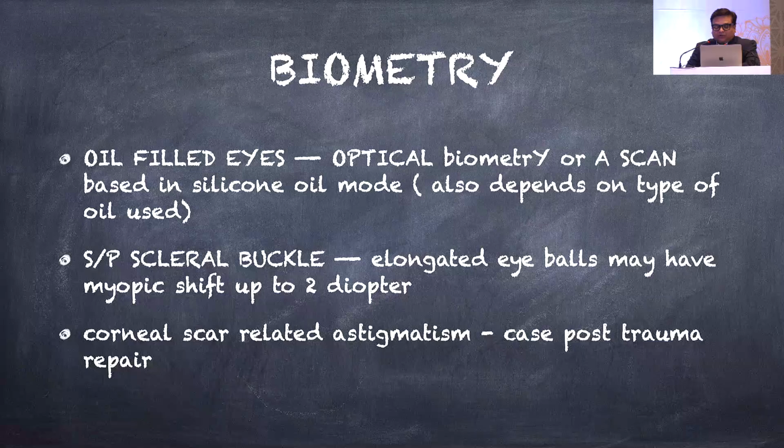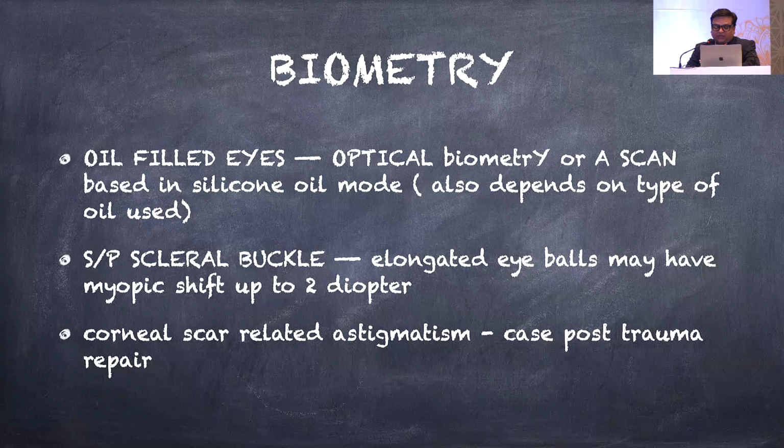Biometry in an oil-filled eye becomes a challenge. Most of these biometers have a silicone oil-filled eye mode. Nowadays you get a 1000 centistoke or a 5000 centistoke oil mode in most of these biometers already fed. So you get good, near accurate biometry readings.